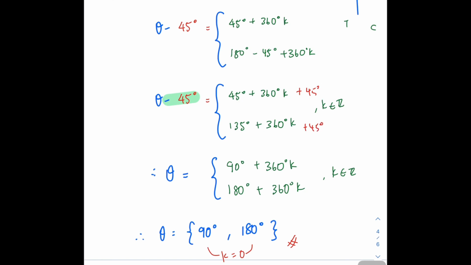Okay, so now let's solve this. This goes with this. Add them up. This is 90 degree plus 360 degree K. And let's solve this one here. This is 180 degree plus 360 degree K. So now this is your general formula. So let us solve for one cycle. So let's put K is equal to 0. So your answer is 90 degree. Another one is 180 degree. So this is your final answer for this question here.